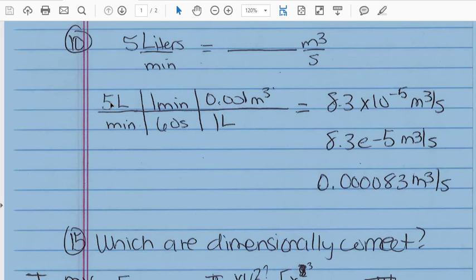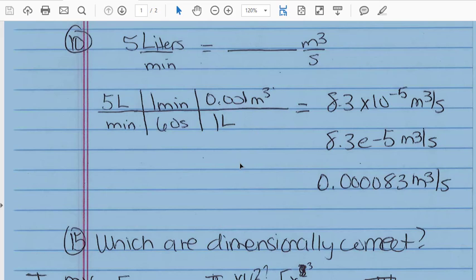And so if I divide 5 by 60, that's going to give me liters per second. In addition, I can go ahead and convert my liters to meters cubed. I looked up the conversion using Google, and I saw that 1 liter was 0.001 meters cubed. And so I put 0.001 meters cubed up top and put 1 liter on the bottom, so it would cancel out the liters up top. So now when I multiply the 5 liters by 0.001, I'm going to be left with meters cubed.